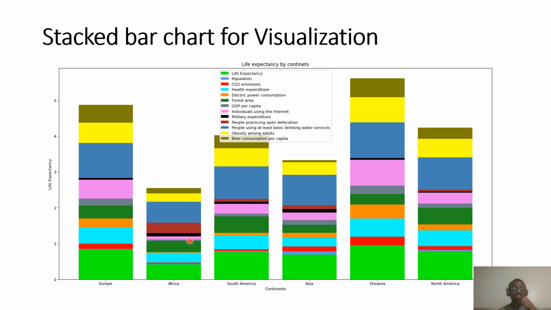Africa is also characterized by poor access to basic drinking water services and a lower number of people having access to the internet. When we compare these features with other continents, we see that other continents are doing fine. And we can assume that these features are definitely contributing to Africa's low life expectancy. Other features like CO emission, beer consumption, and obesity level might be an indication of another variable that affects Africa's life expectancy.